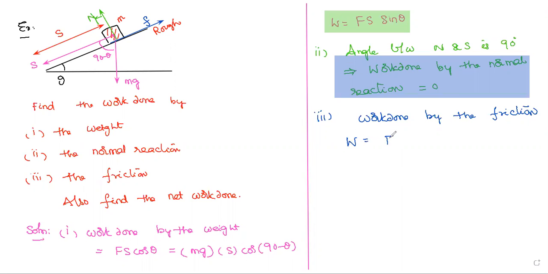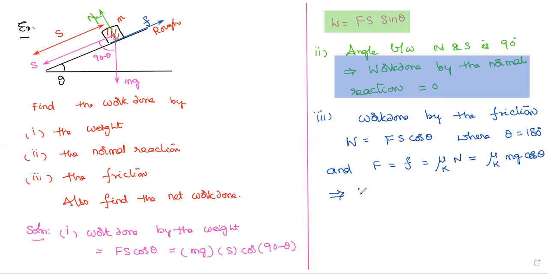W is equal to Fs cos theta according to the formula, where theta is equal to 180 degrees and F is the friction. Why? Because he is asking the work done by the friction. Friction when it is sliding down, all of you know, is mu k into N. Where N on the inclined surface, if you resolve mg into two components, you will get mg cos theta. So mu k into mg cos theta.